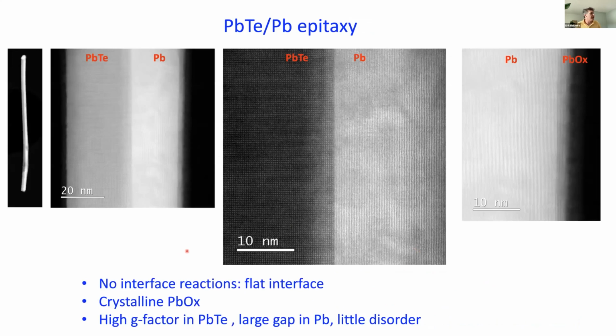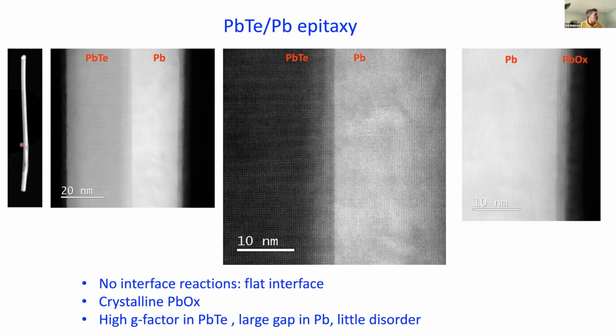And then I think this is the final slide. I think this is also very important. So if we compare this system to indium antimonide with aluminum, then the aluminum tends to react with the indium antimonide, because aluminum antimonide is a very stable compound. And that means that the interface between that semiconductor and that superconductor is by definition not stable. Now, in this case, we can actually use lead as a superconductor and grow that on lead telluride. And well, lead, of course, doesn't react with lead telluride.